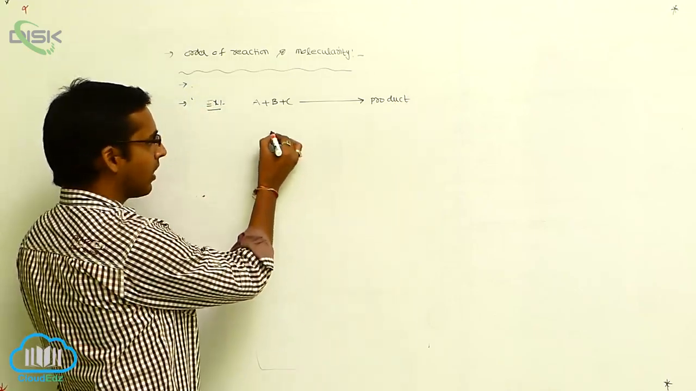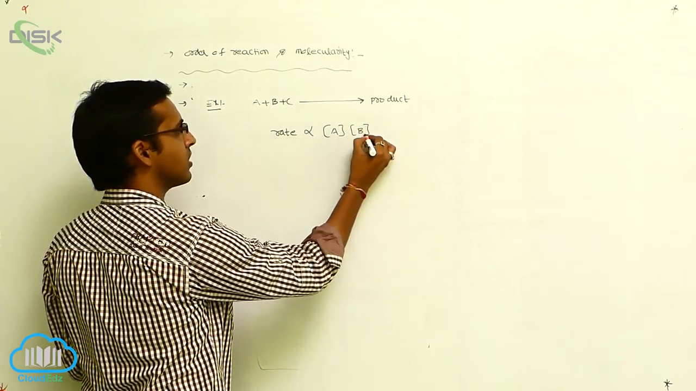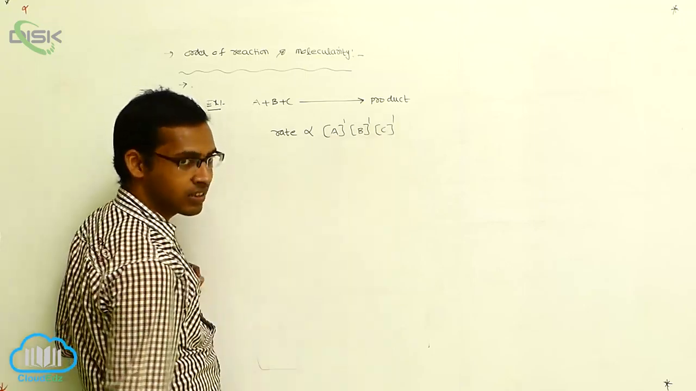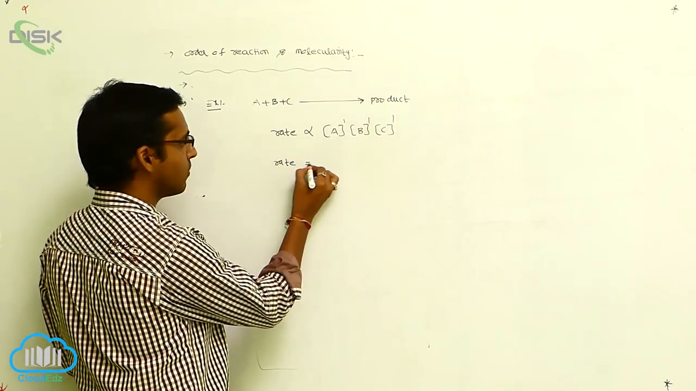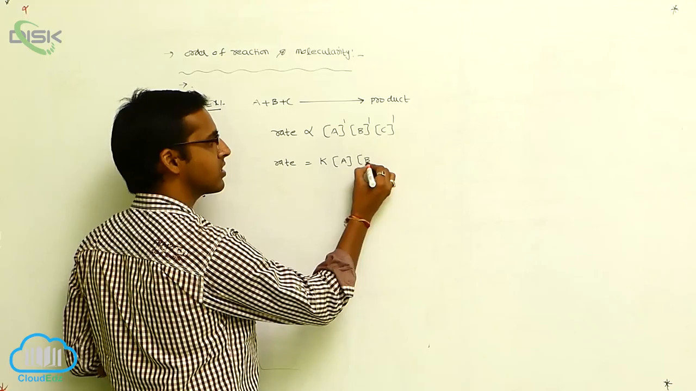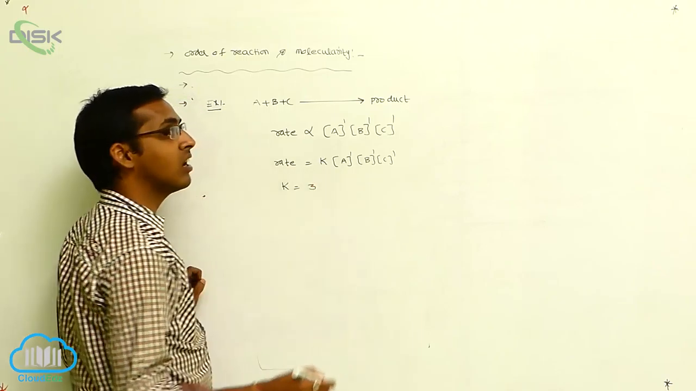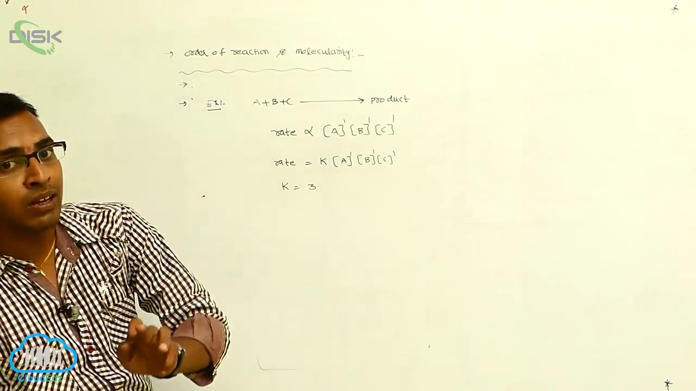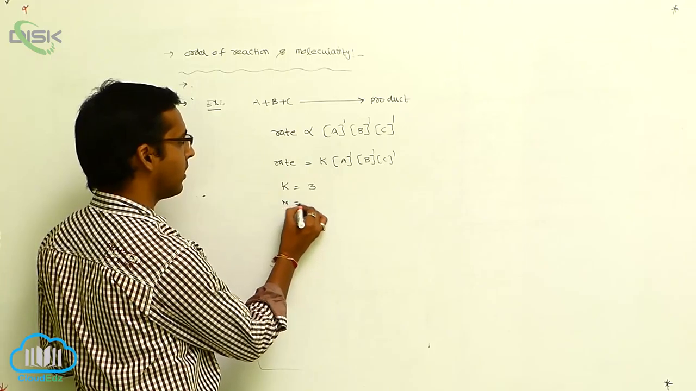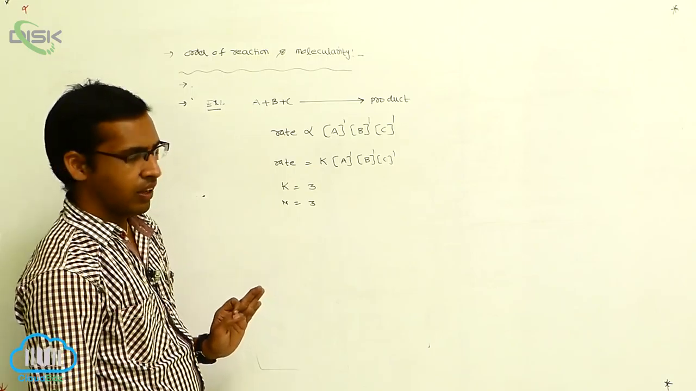Example: only one example for order of reaction and molecularity I am explaining. One is A plus B plus C gives rise to the product. For this one, the rate is directly proportional to the concentration of the reactant terms: concentration of A, concentration of B, concentration of C. So here the sum of the powers of the concentrations is 3. So the rate equals K into concentration of A, concentration of B, concentration of C, where K is the proportionality constant. So here the order is how much? 3. That is your third order of reaction.